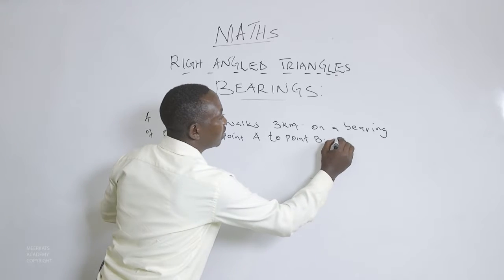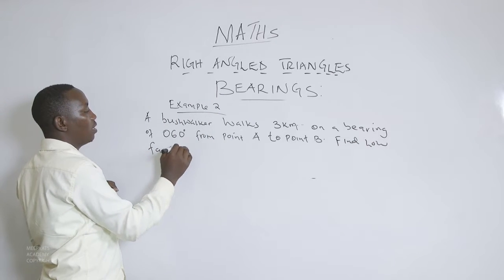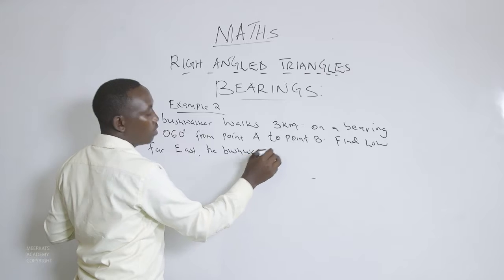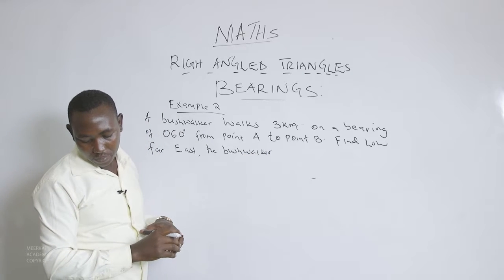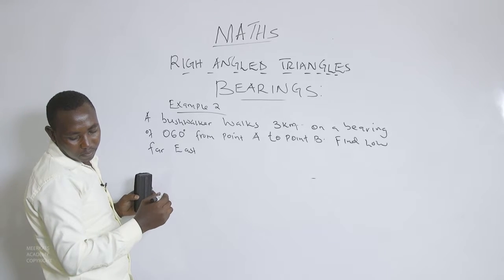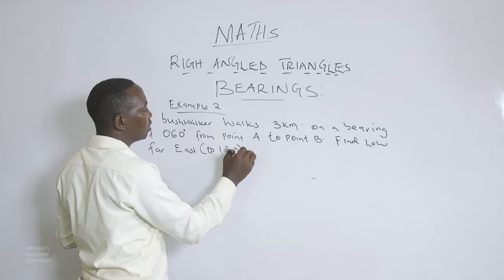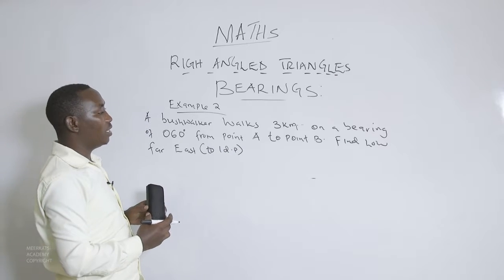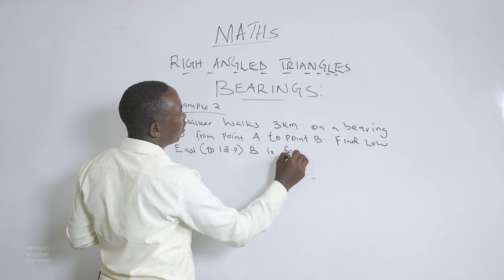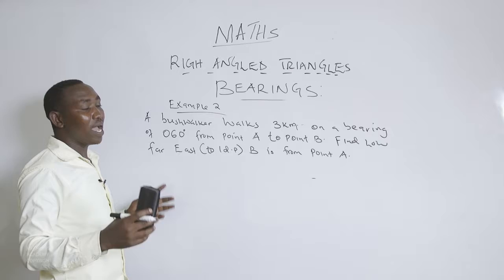Find how far east the bushwalker is, that is to the nearest 1 decimal place. Find how far east B is from point A.